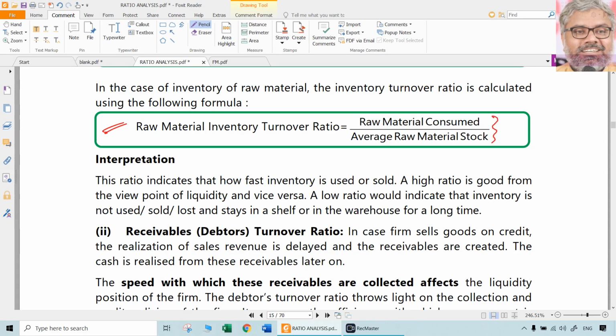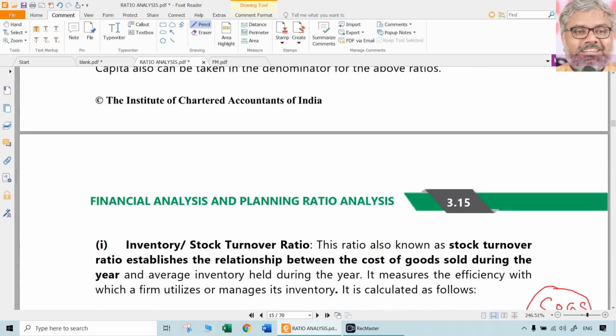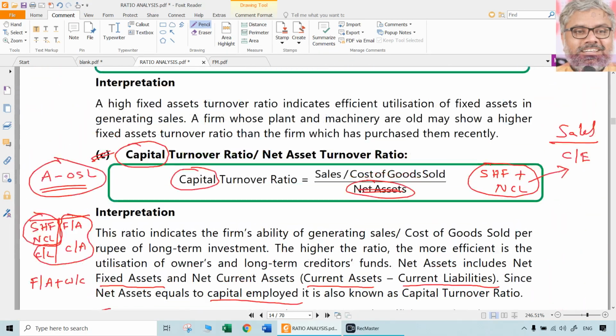We'll come to these ratios in a more detailed manner in the chapter on working capital management. There is a separate chapter on that. And of course, the same ratios will be repeated there, and the same formula will have to be used there, particularly those related to current assets and current liabilities only, because we are going to talk about working capital then.